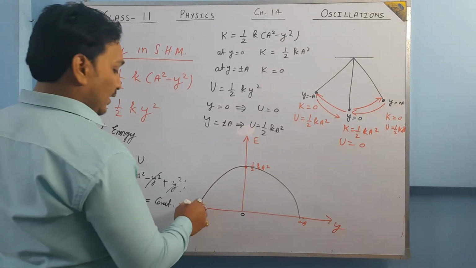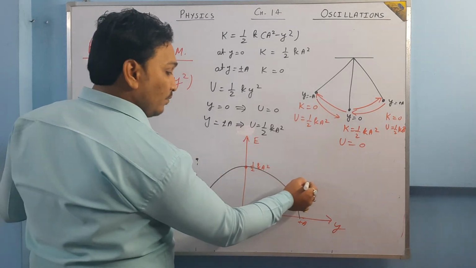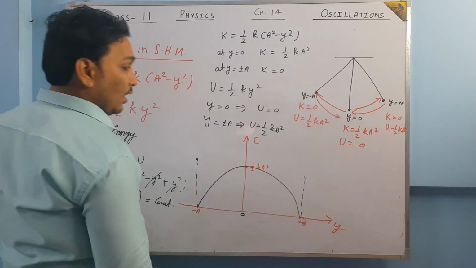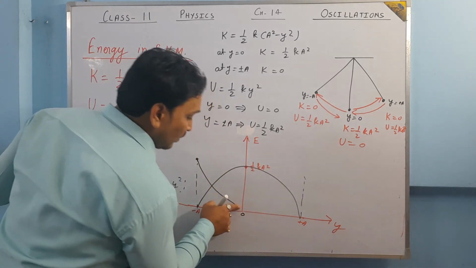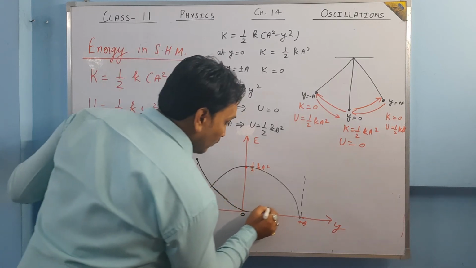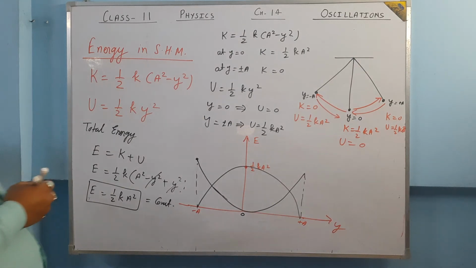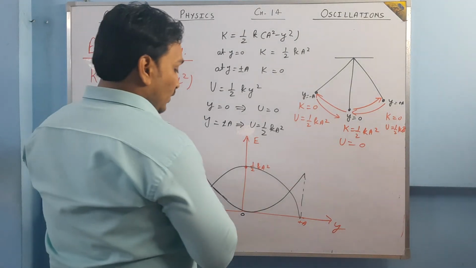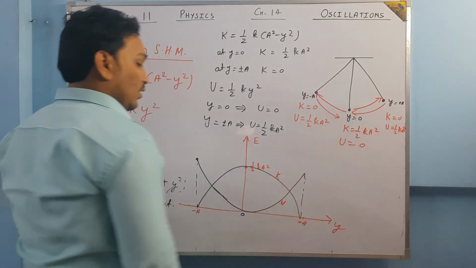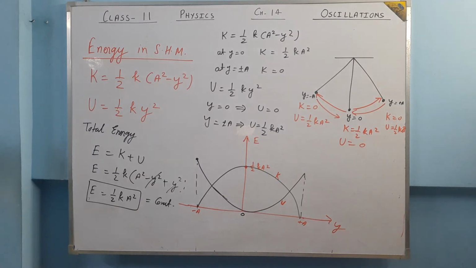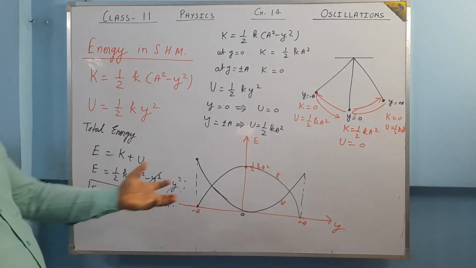Potential energy is maximum at the extreme positions. Here it is maximum, and at the mean position U is 0. So the graph of potential energy is like this. This is the variation you can understand. This particular graph is kinetic energy and this graph is of potential energy. So this is how the energy is being converted in SHM. I hope you are clear with all this.